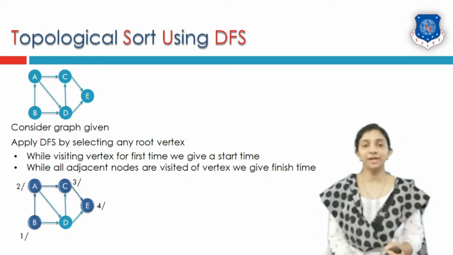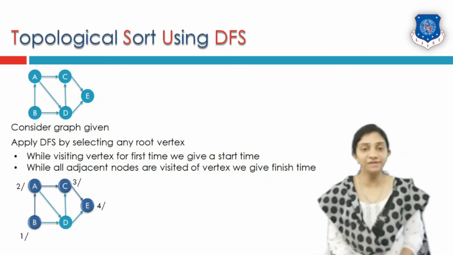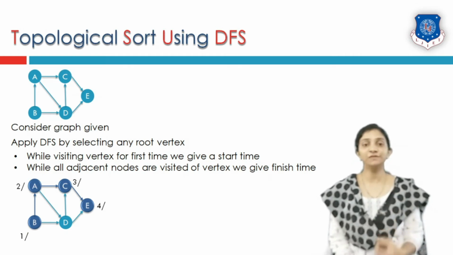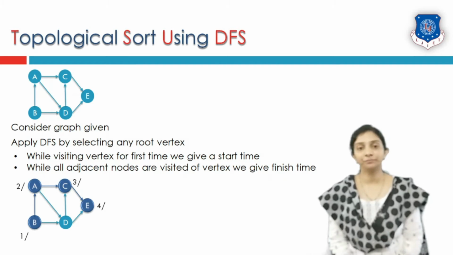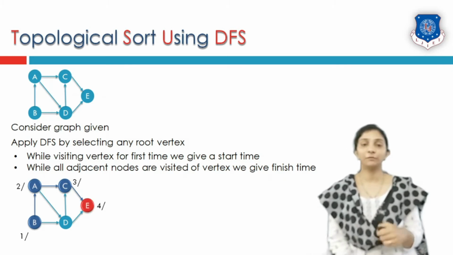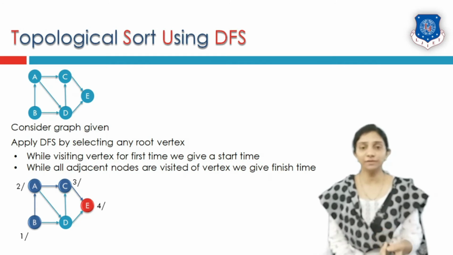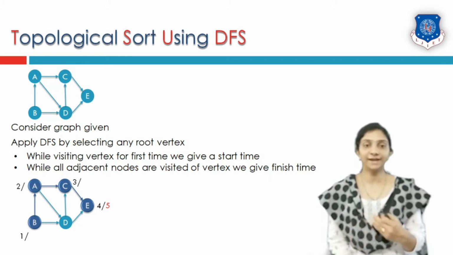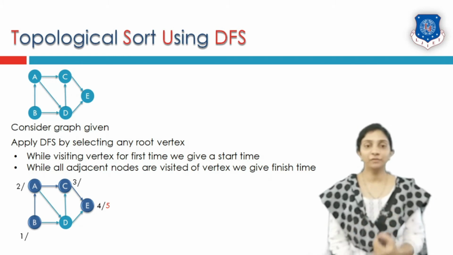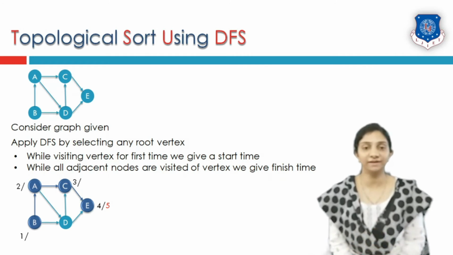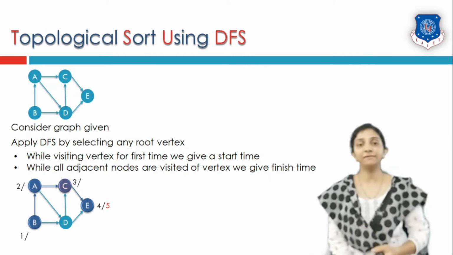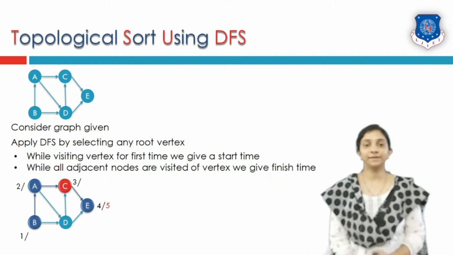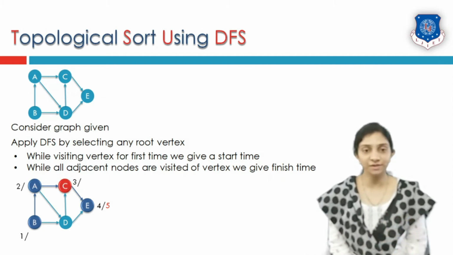Now vertex E does not have any edge going to some other vertex. So we must go back from E now. From vertex E, there are no other edges that we can follow to visit some other vertex. So we will give it the ending number. After 4, the next number that will come is 5. And we will go back one step, that is, to vertex C.